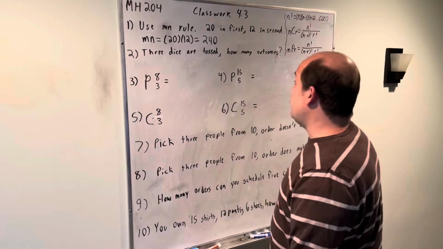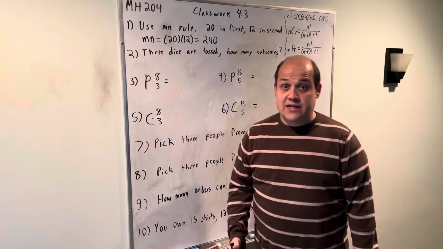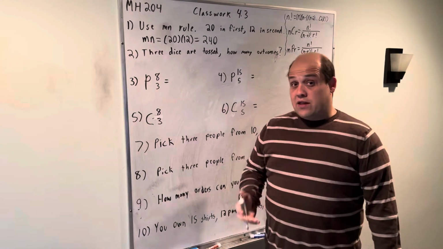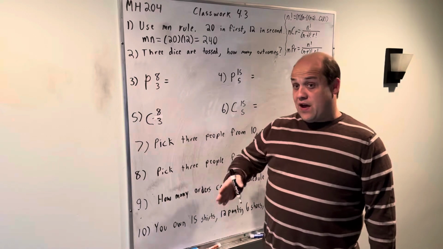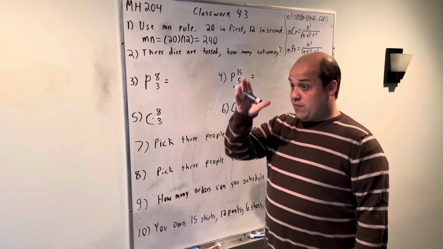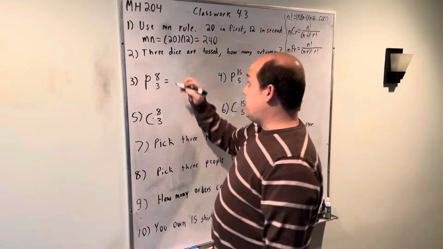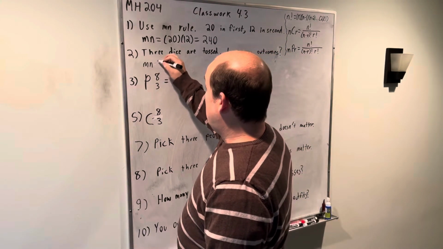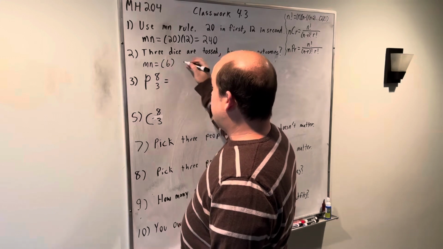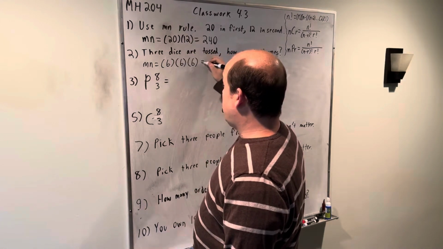For question 2, it says 3 dice are tossed. How many possible outcomes are in the sample space? It's important to note here that there's a difference between 6, 5, 6 and 6, 6, 5. So the sample space is based out of a first number, a second number, and a third number. There's 6 possibilities for the first number. There's 6 possibilities for the second number. There's 6 possibilities for the third number.